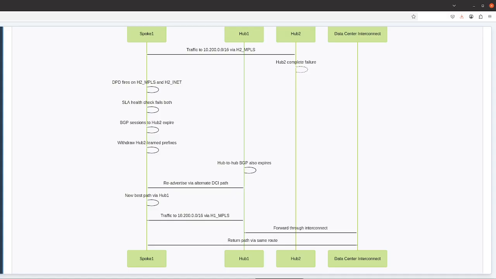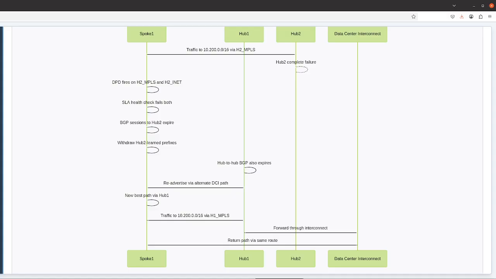SD-WAN health checks targeting Hub 2's overlay IP 10.20.20.1 begin failing immediately, and within 2.5 seconds both H2_MPLS and H2_INET are marked out of SLA. The SD-WAN service rule for 10.200.0.0/16 cannot find any SLA member among its priority list and must fall through to members that do not normally carry Hub 2 traffic.